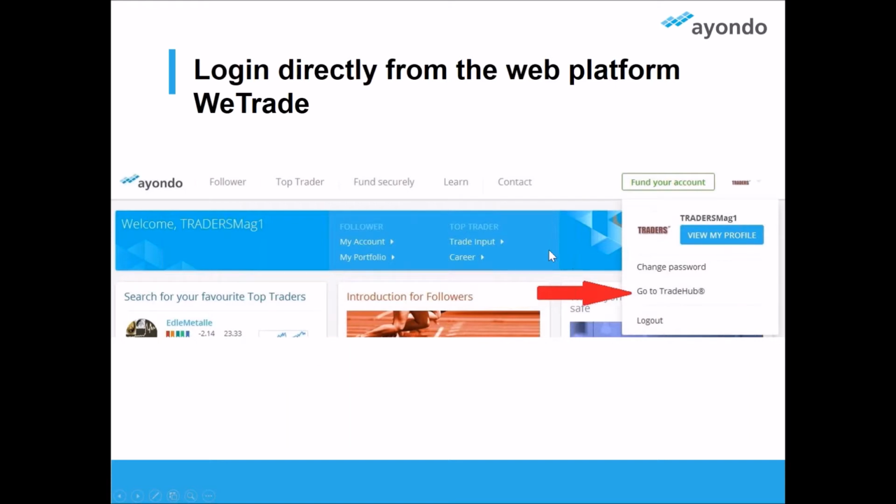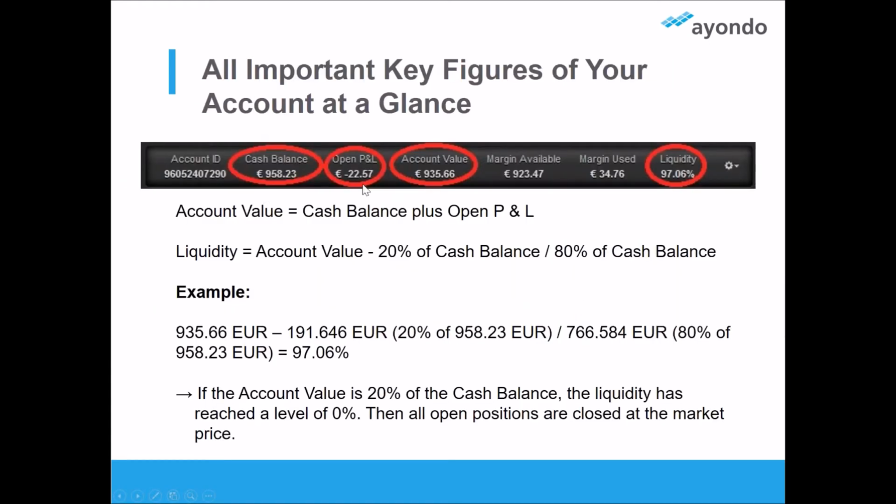You saw how we logged in. You can log in direct from the web platform. So for me, the web platform, WeTrade, is the high level view of what's going on with my account, and then it's easy just to log on and go into TradeHub. And you have all these features that you saw on my account there.